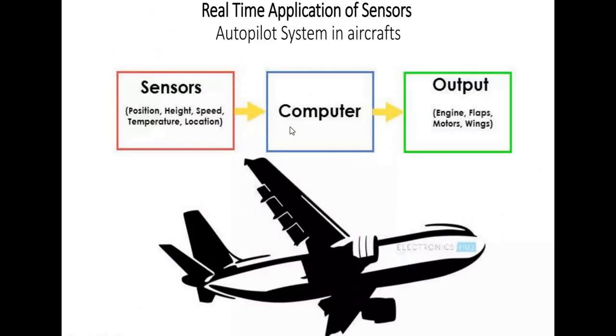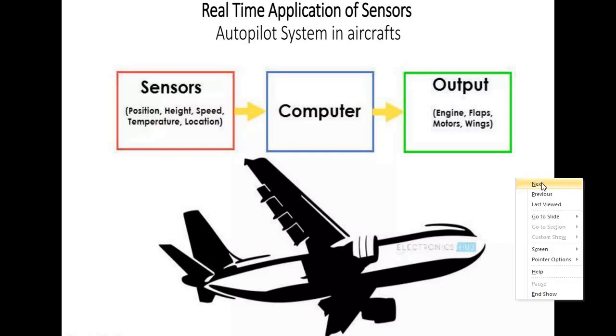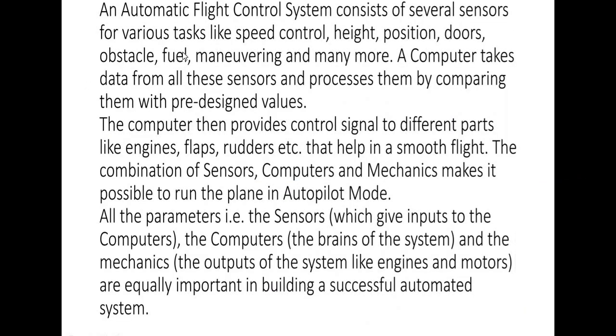One real-time application of sensors is the autopilot system used in aircraft. The sensors sense the position, height, and everything. Automatic flight control consists of several sensors of various types: speed control, height, position, doors, obstacles, fuel, maneuvering, and many more. The computer then provides control signals to different parts like engines, flaps, rudders, etc. That helps in a smooth flight. The combination of sensors, computers and mechanics makes it possible to run the flight.